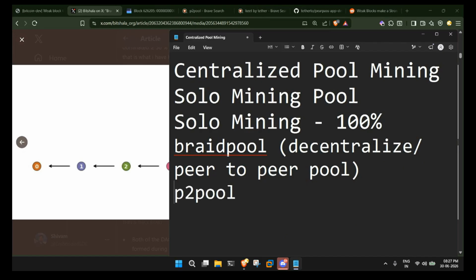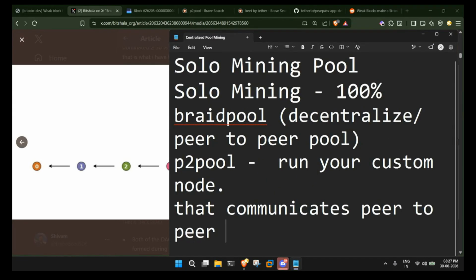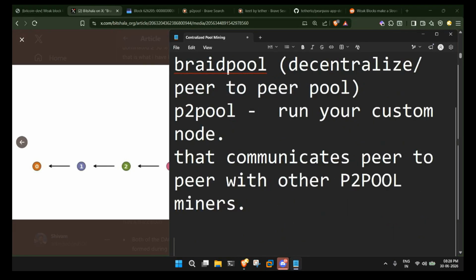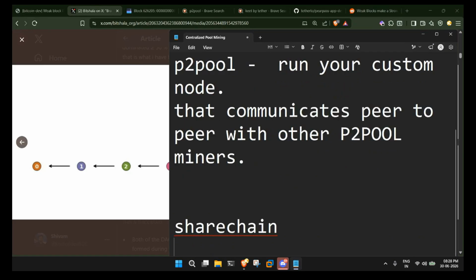In P2Pool, you have to run your custom node. That is the one thing. So you have to run a node that communicates peer to peer with other P2Pool miners. And then together they maintain a parallel blockchain. They call it a share chain. So everything is shared. Okay, so in that, what will happen?